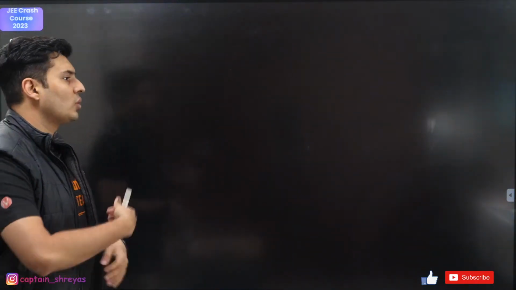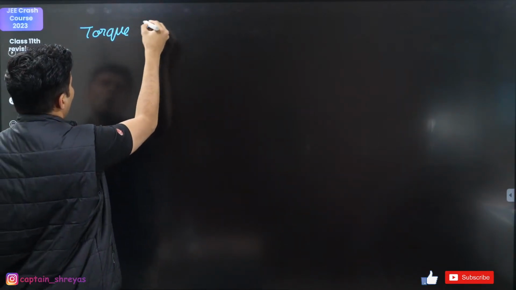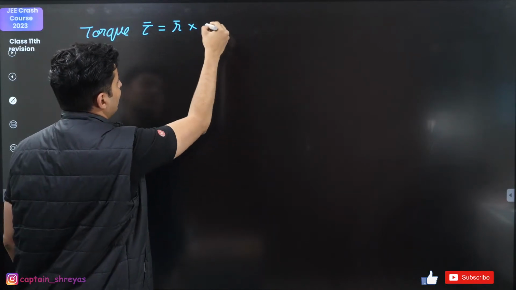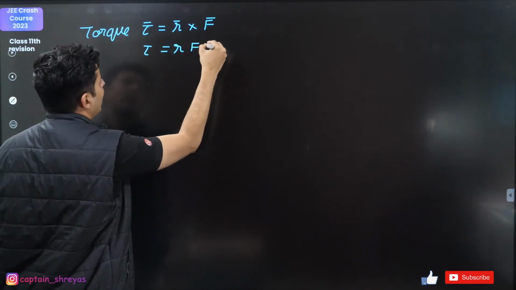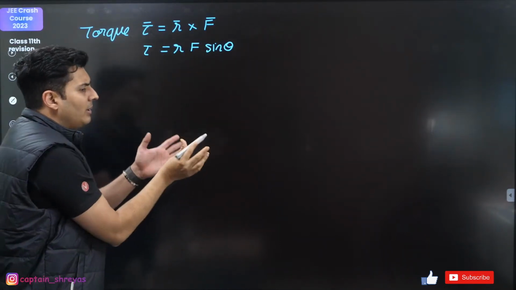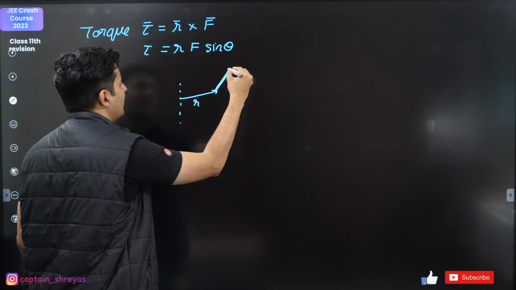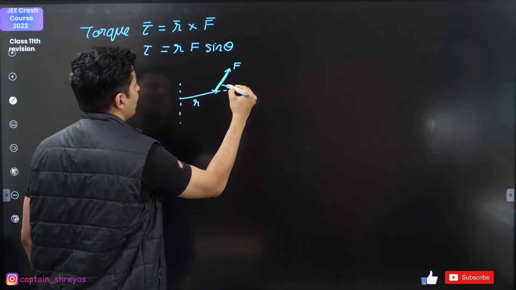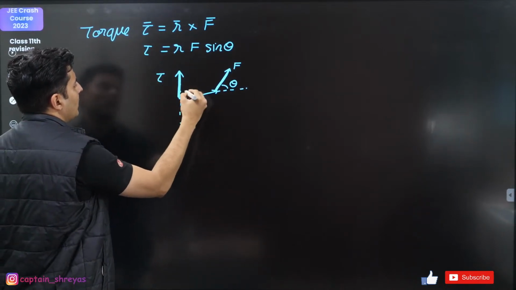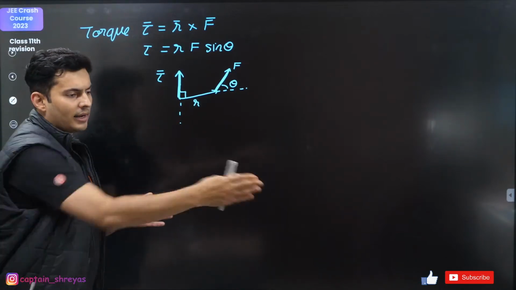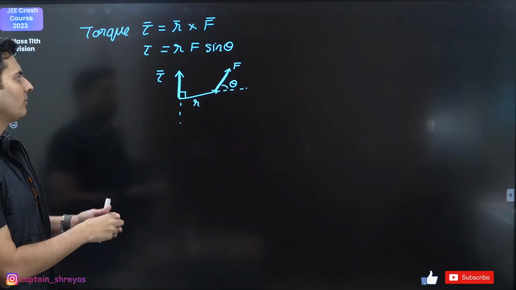Now from moment of inertia, you slowly go on to dynamics, like torque. Torque, tau, is basically the cross product of the distance where the force acts into the force. Magnitude wise, torque is nothing but R into F into sine theta, where theta is the angle between R and F. If this is the axis, R is the distance where the force acts, this is theta, then I will get the torque like this by doing cross product.